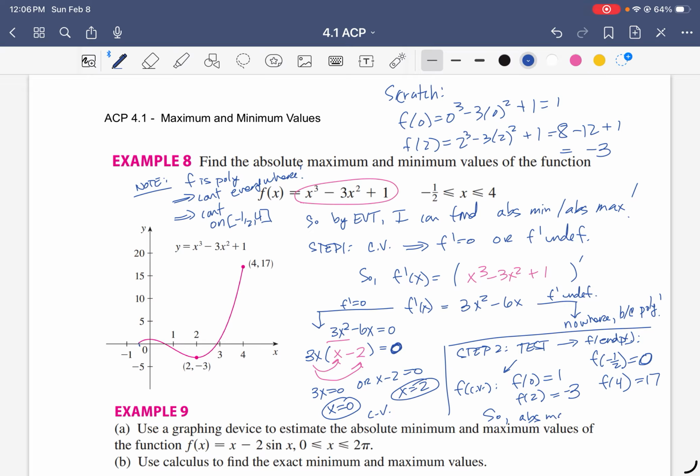So the absolute max is y equal to 17 at x equal to 4. And the absolute minimum value is y equal to -3, and it happens at x equal to 2.